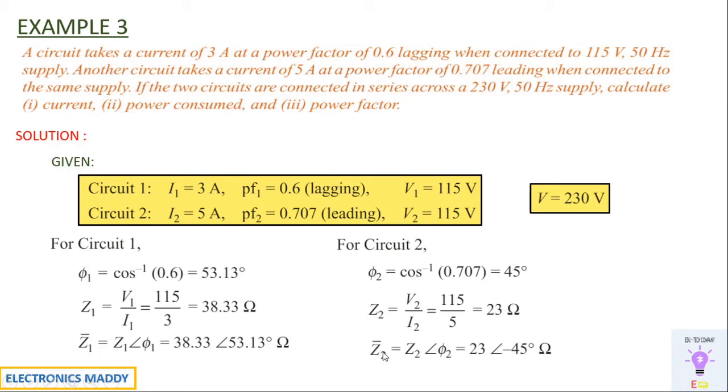Z2 in polar form, that is with respect to magnitude and phase angle, is 23 at an angle of minus 45 degrees. So this is the value of Z2. Once we know the values of Z1 and Z2, since they are connected in series according to the given data, we'll be adding them up. That is Z bar is equal to Z1 bar plus Z2 bar. Add them, and you'll be getting 41.82 at an angle of 20.14.